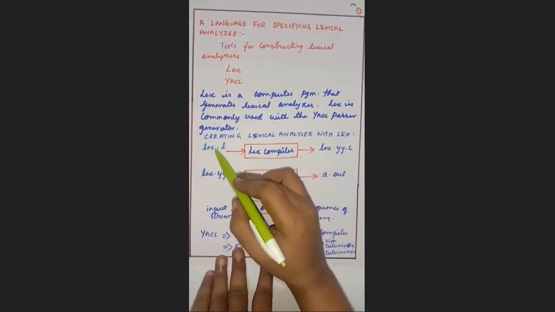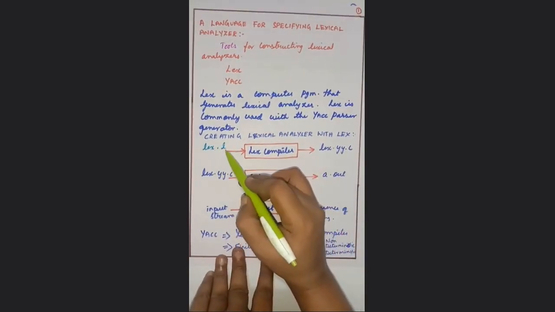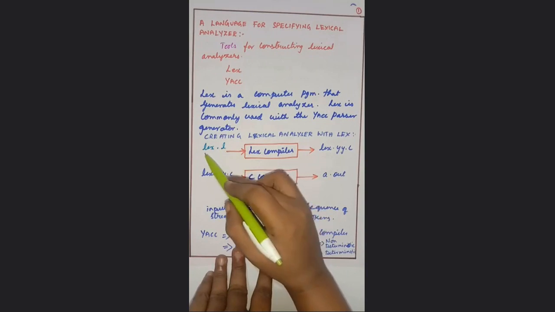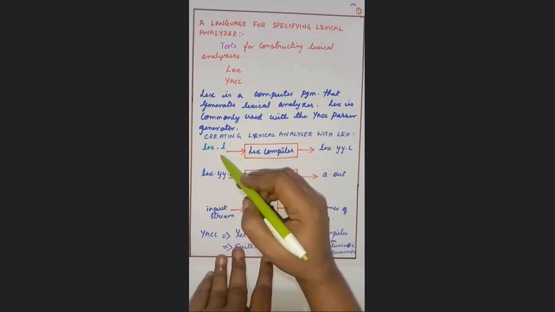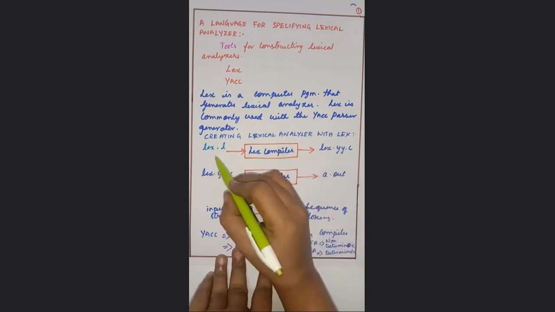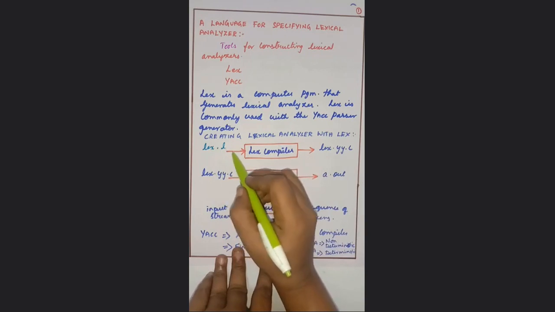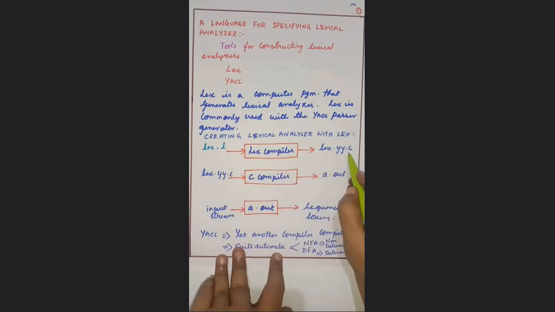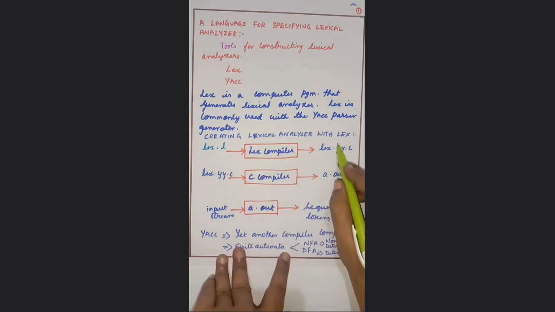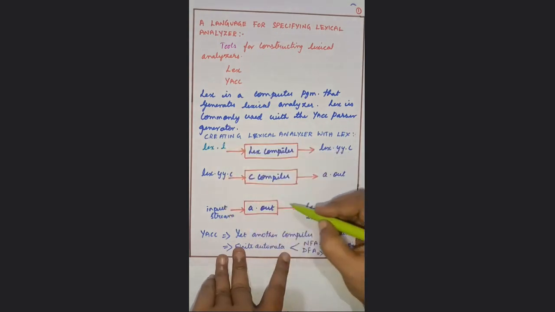So how do we create a lexical analyzer with Lex? Usually Lex programs are saved with a .l extension. This is the program name, that is, the file name, and .l marks it as a Lex file. The Lex compiler takes a Lex file with the .l extension and converts it into a C file, which is an intermediate representation of your lexical analyzer phase.